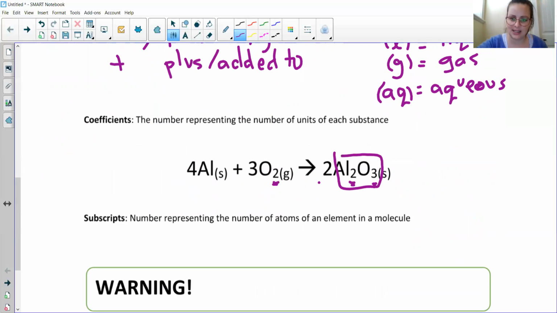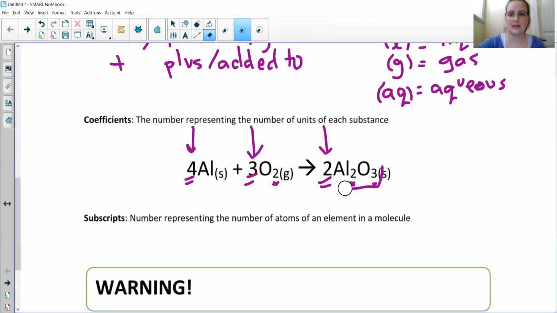But all of a sudden, when you see this, there are these numbers in front of the elements and in front of the compounds. And these are called coefficients. They are what we use to balance the equation. They are the number in front of the element or compounds. These are the things that we can change. We do not ever alter the subscripts in a compound when we are balancing. They are set.